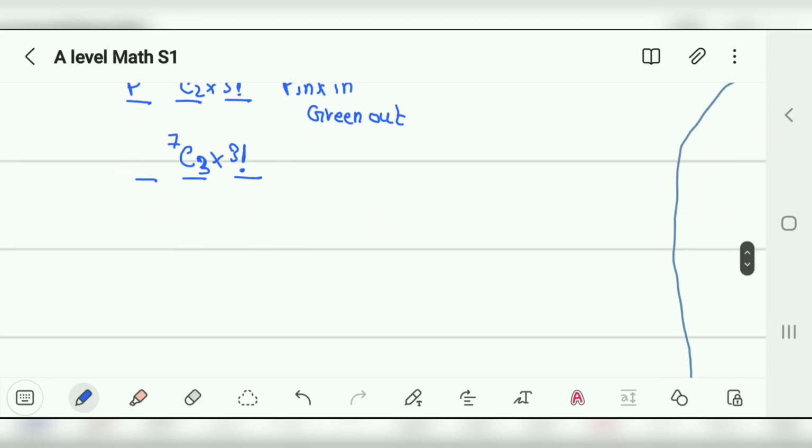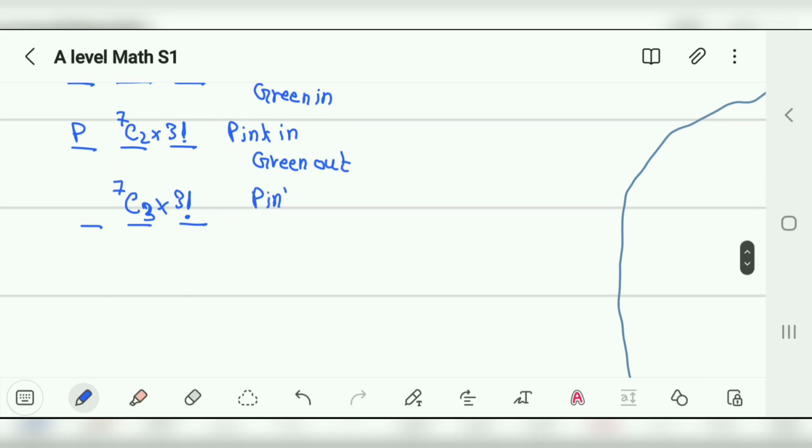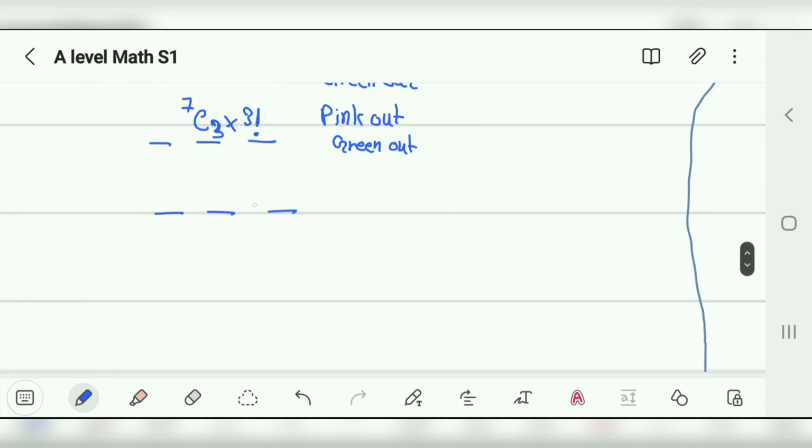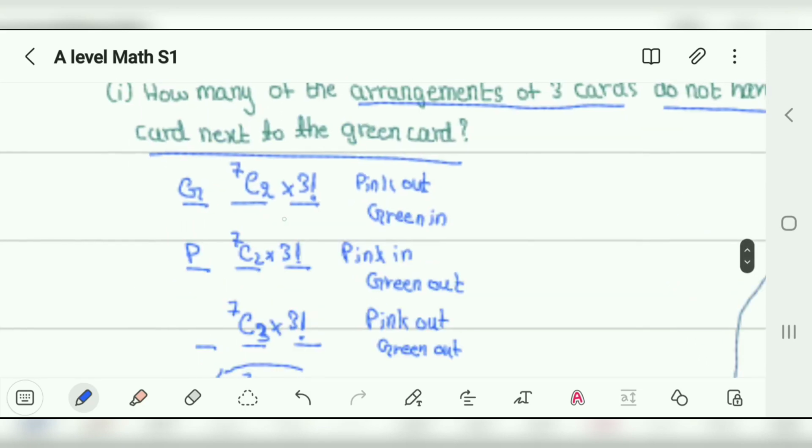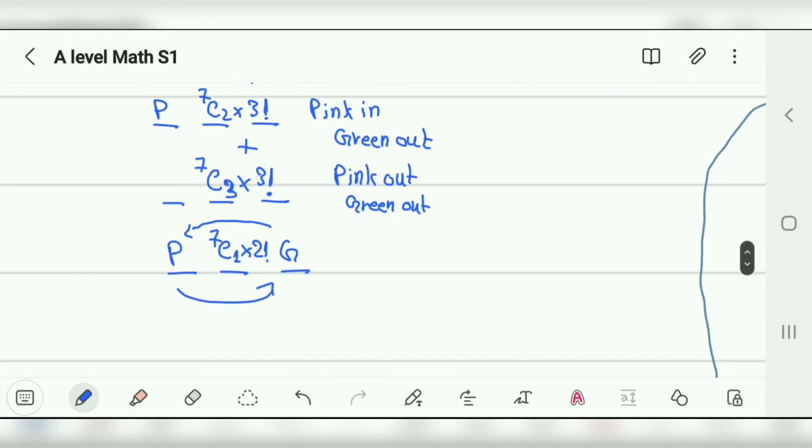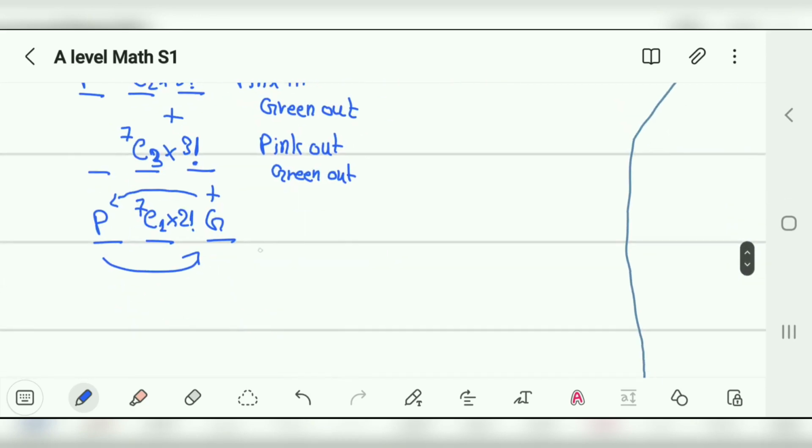And wait, both of them out, pink out, green out. But it could also be possible that both of them are here and here, and this is going to be 7C1 and then multiply by 2 factorial, since they can shuffle from their places. And yeah, this is the answer. We are going to add all of them, plus 1 2 3 4, and this is the answer.